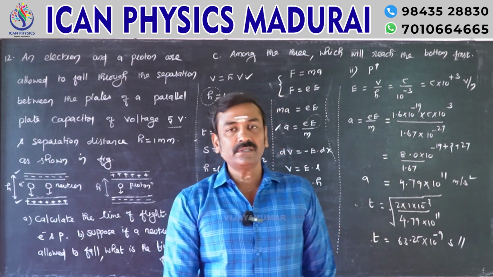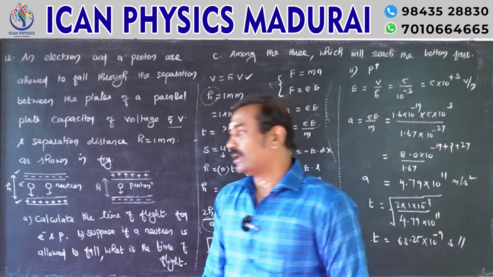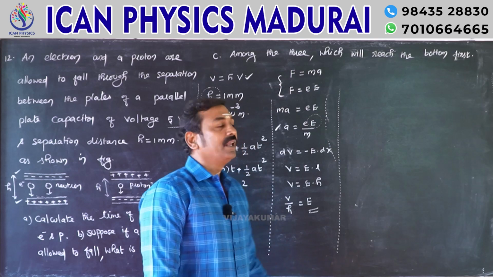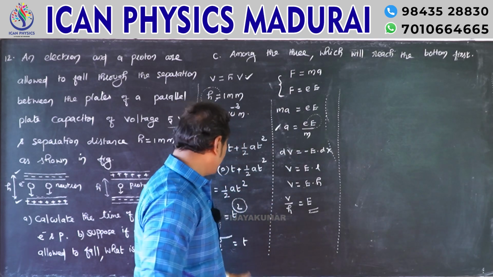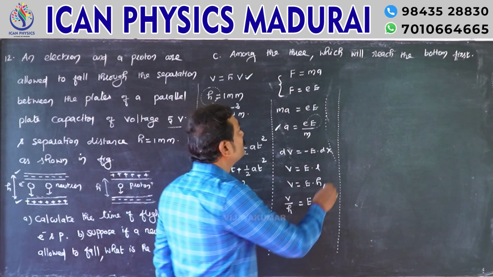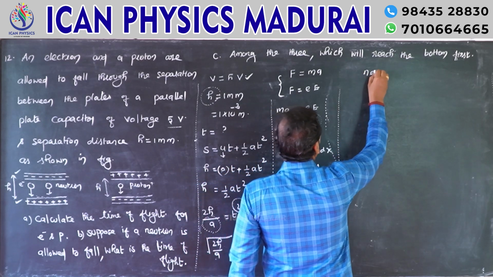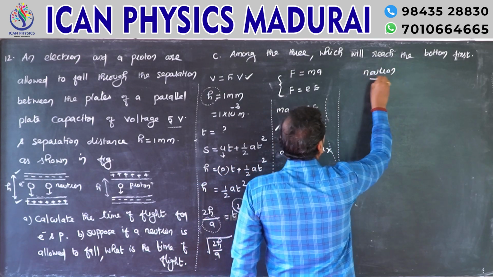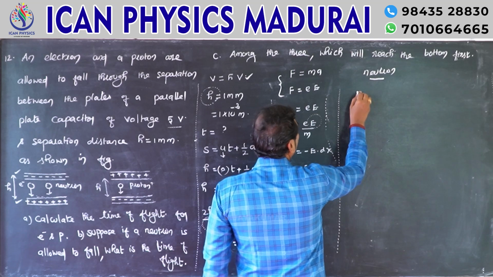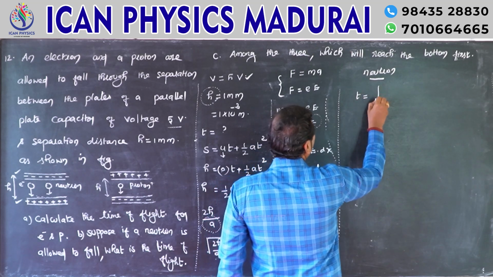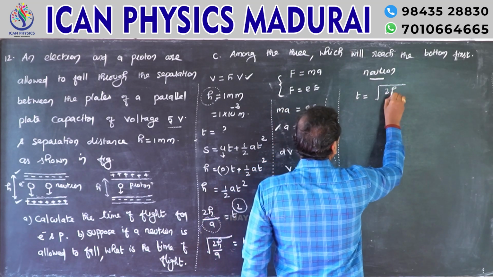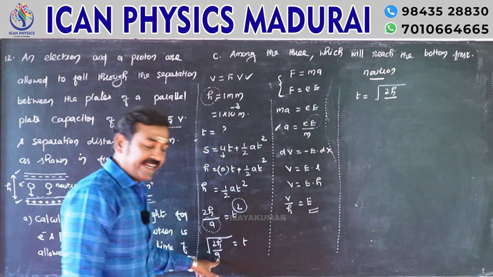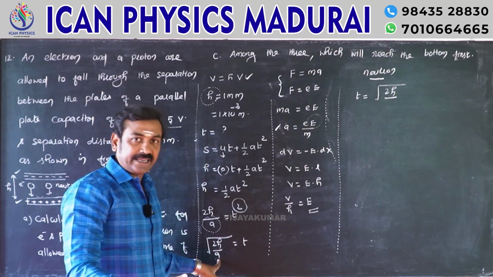Do you get it now? Do you have any doubts? No doubts. Okay, children? The next one, the time of flight of a neutron. For neutron, time of flight equal to square root of 2h by a. So what is a? Acceleration.